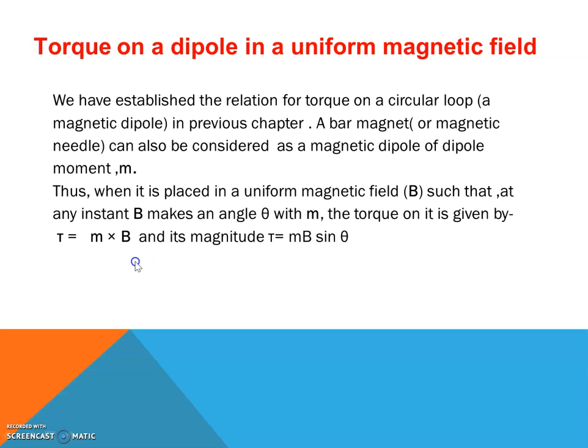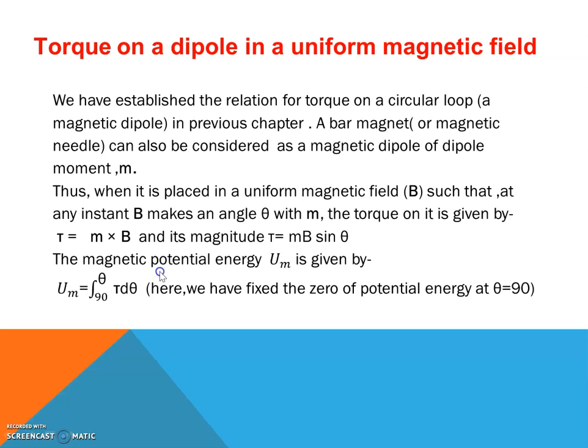Now, if this dipole is placed in any external magnetic field in any orientation, then the external magnetic field will try to make the dipole axis parallel to its direction. In this rotation, some work has to be done, and that work will be stored in the form of potential energy of the dipole.